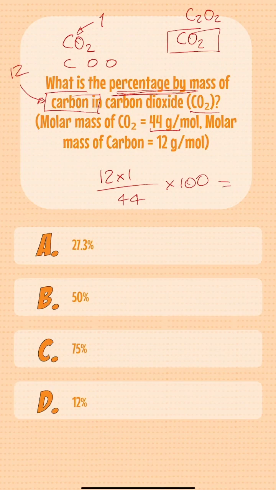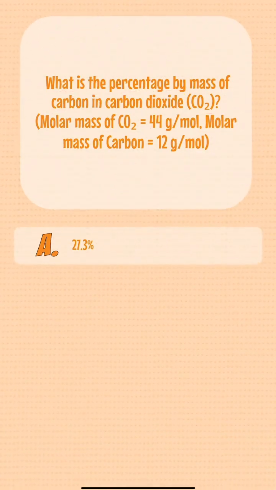But yeah, when you do that, you get 12 over 44 times by 100. Put that in the calculator and you get 27.3. Answer is A. Well done, guys.